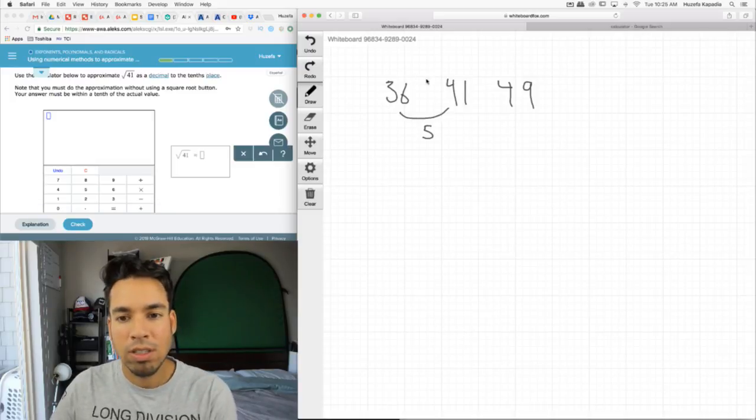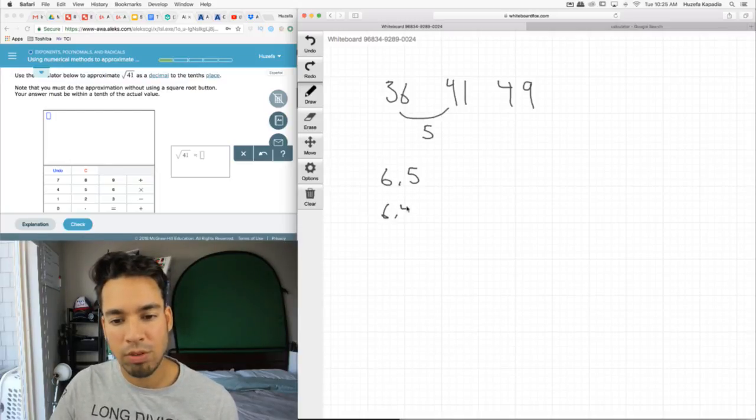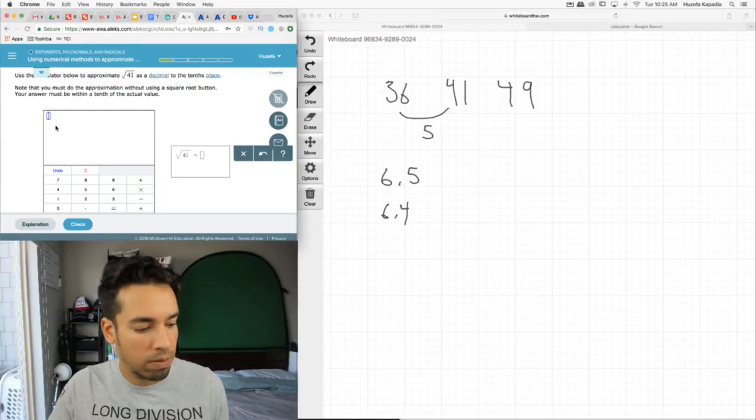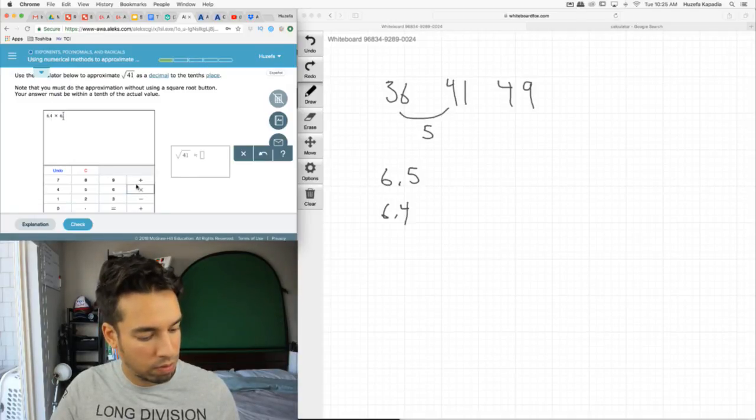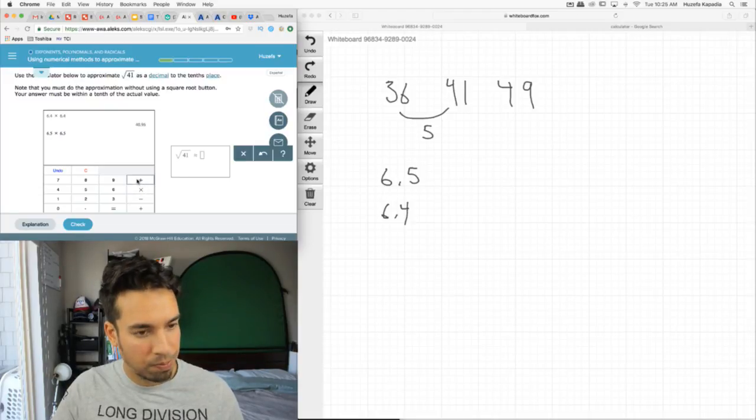I also know, since it's kind of in the middle, it's probably going to be around like 6.5, maybe 6.4, something like that. I'd say 6.4 is my guess. So let's start there. 6.4 times 6.4. 40.96. Look, that's really close. That's probably the right answer, but let's just try 6.5 times 6.5. 42.25. That's 1.2 away. This one is almost perfect. So let's hit that.